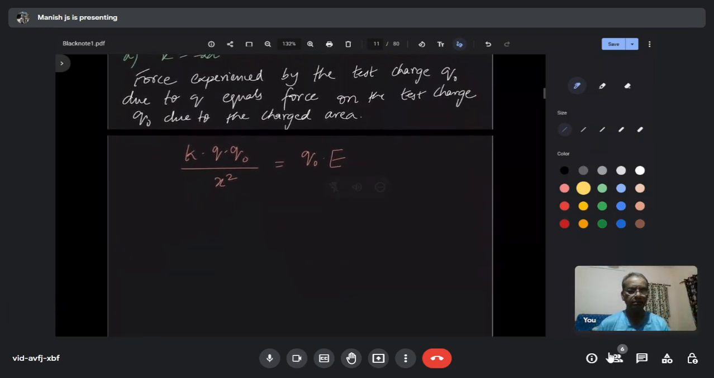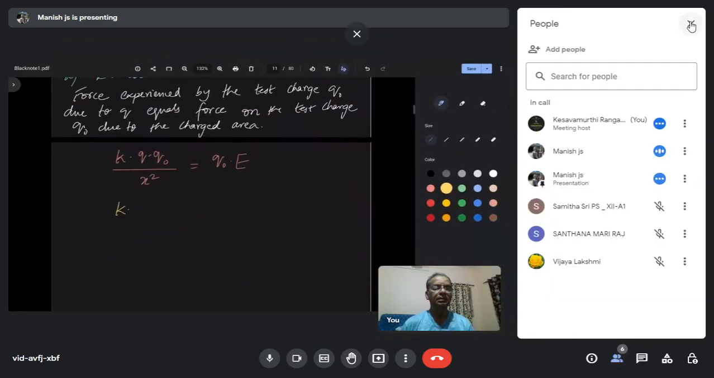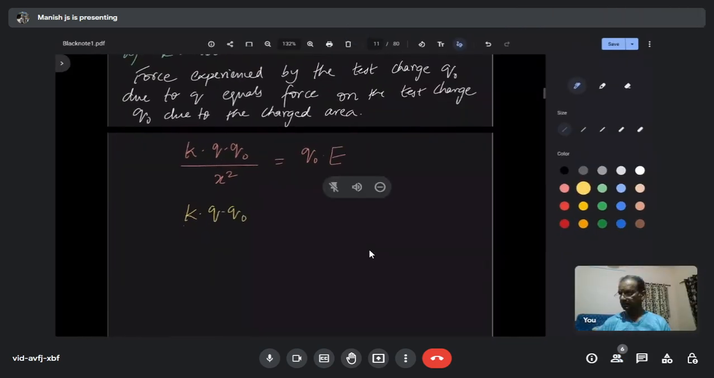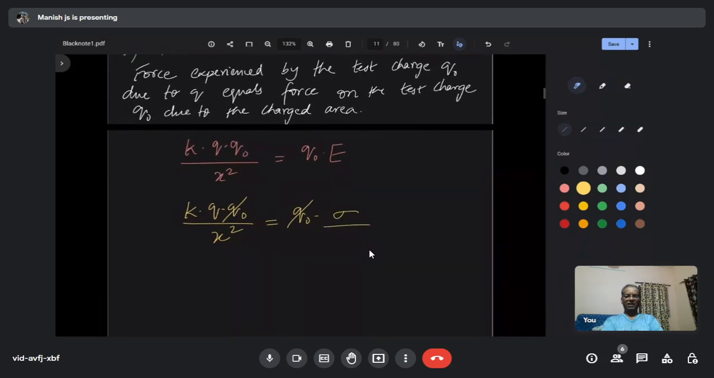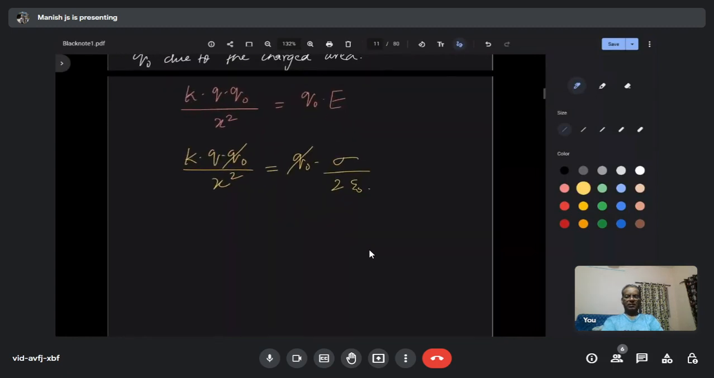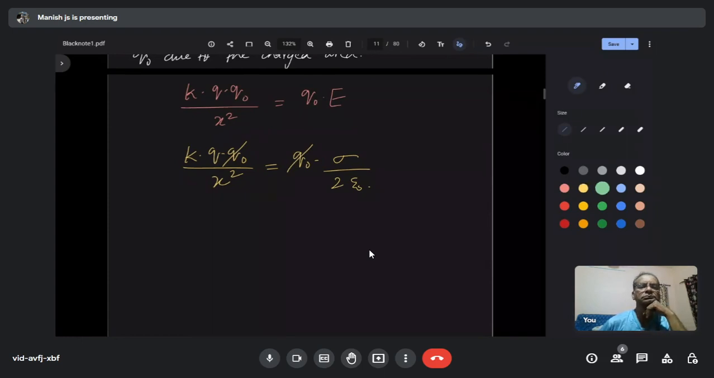So k q into q naught by x square equals q naught into E. The q naught you can anyway cancel. The electric field formula for a sheet of charge is sigma divided by 2 epsilon naught. The electric field due to a sheet of charge we already saw at the start, in a question of the same model that we solved. So sigma by 2 epsilon naught is the formula.